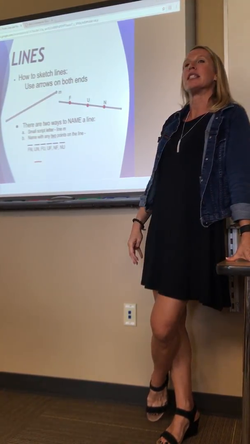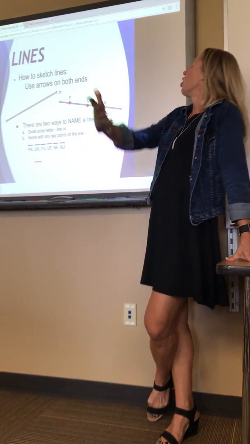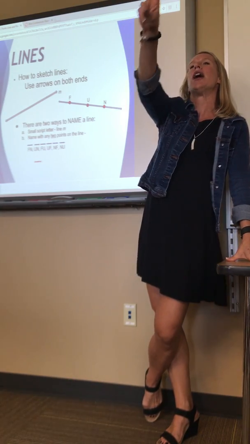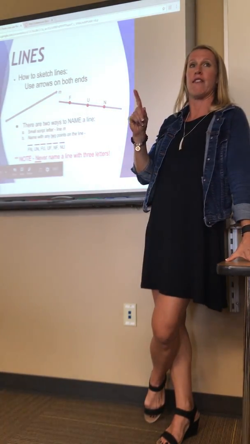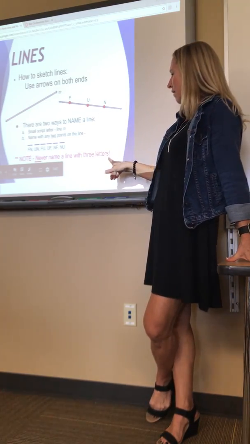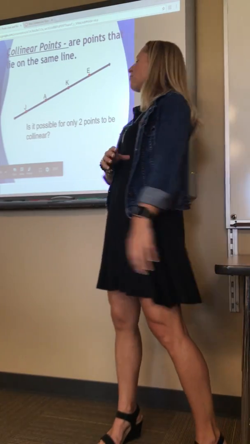Could I name this line MUF? No, how come? Because there's 3 points. Yes. It has to be like a triangle. 2 letters. You will get it wrong if you put 3 letters. In fact, I'll call you out in front of the whole class and we'll laugh at you. I'm just kidding.